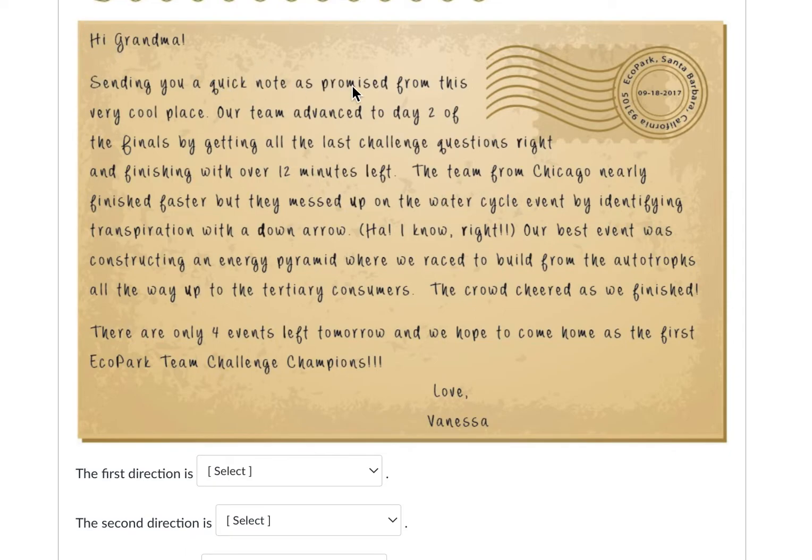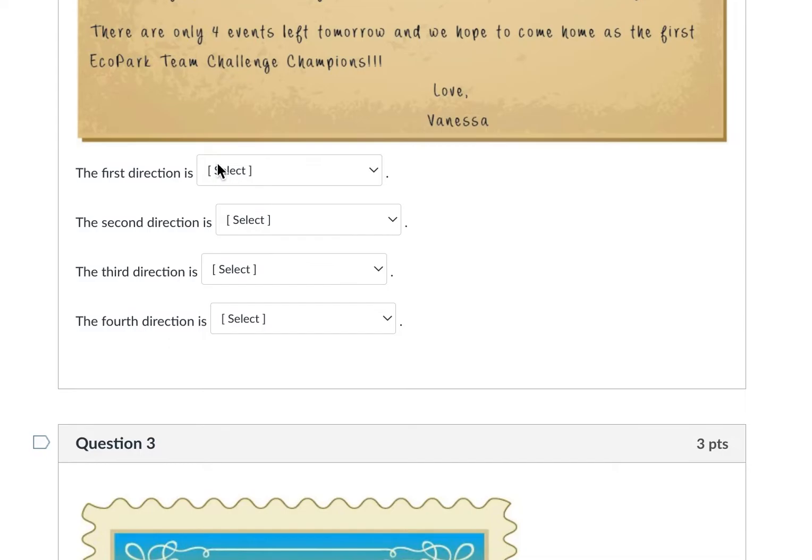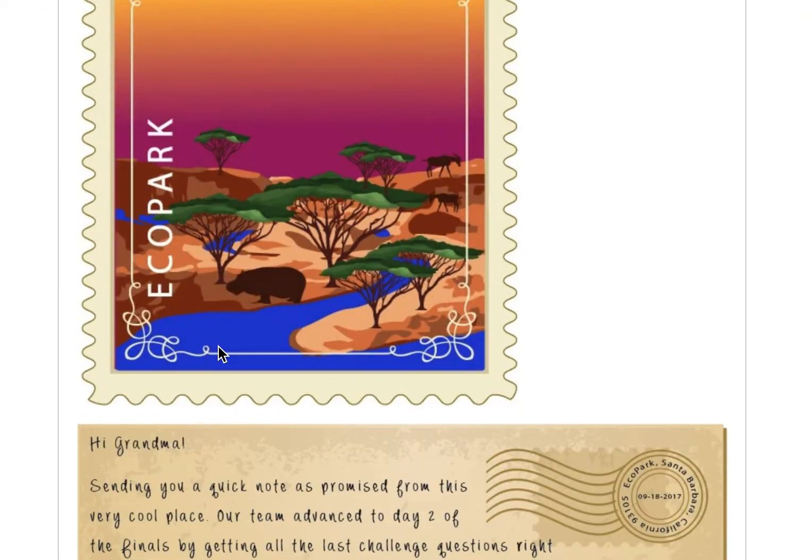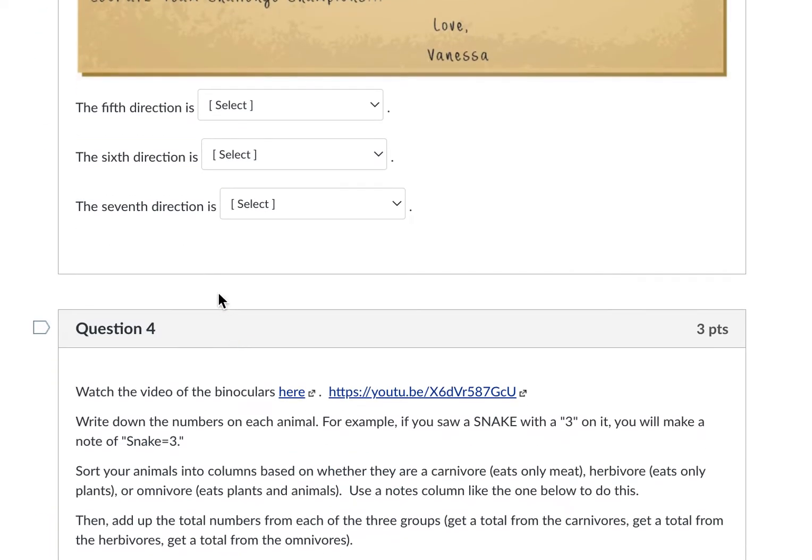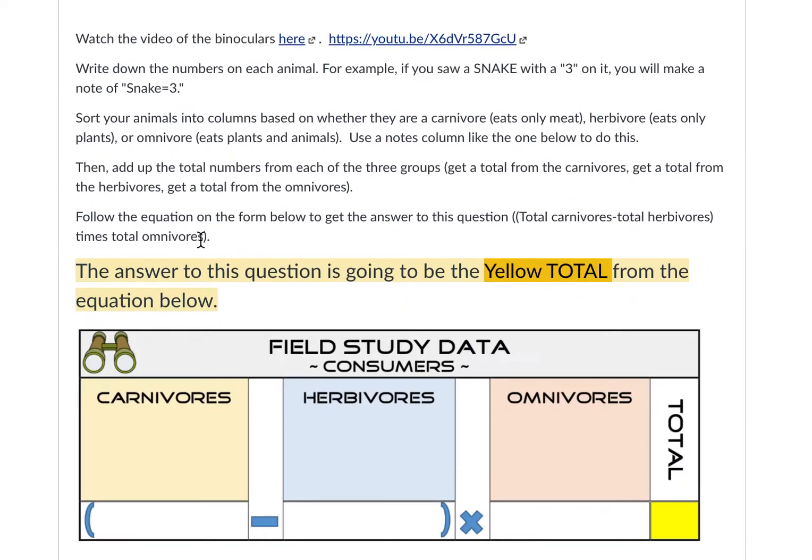So here, "Hi grandma, sending you a quick note. As promised, from this very cool place, our team advanced to day 2 of the finals by getting all the last challenge questions right." So can you see that she's giving it a direction, right? So you're going to write the word right down, and finishing with just over 12 minutes left. I would write down the word right and then left, and you're going to end up getting directions: right, left, up, down, and you will be able to answer these 4 and say what the 4 directions are in order. With this postcard, it continues on with the 5th, 6th, and 7th directions.